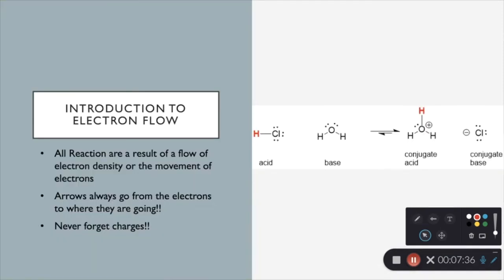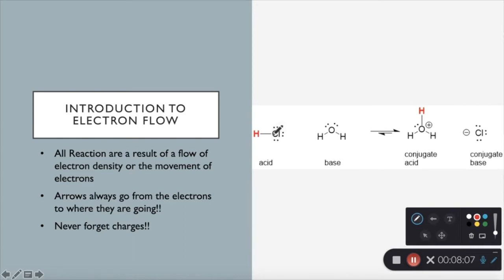So now we're going to talk about electron flow. Electron flow is very, very important, and you are going to use it for the rest of your organic chemistry career. Once you start drawing out mechanisms, it's very important to understand how the electrons are acting and what they are acting upon. Basically, all a reaction is the movement of electrons.